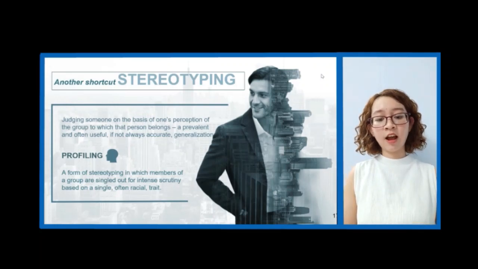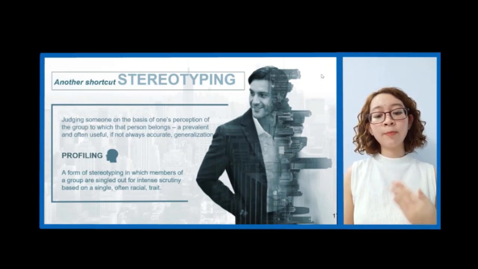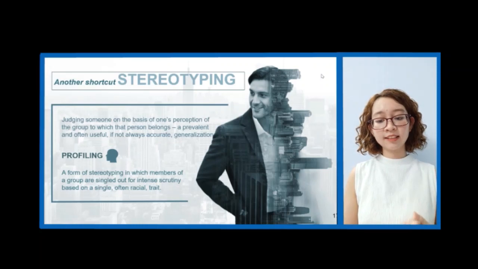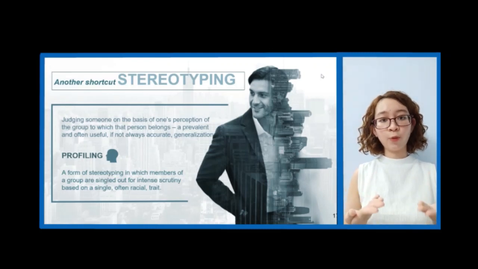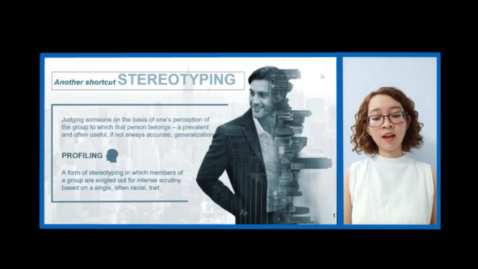Profiling is an application of stereotyping where members of a group are singled out for scrutiny based on a single trait.